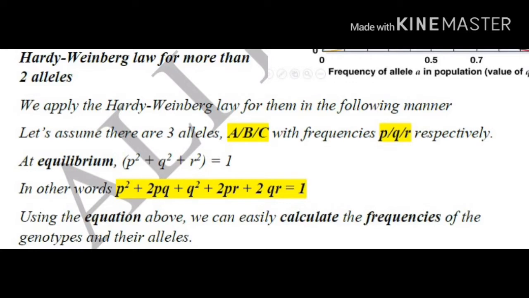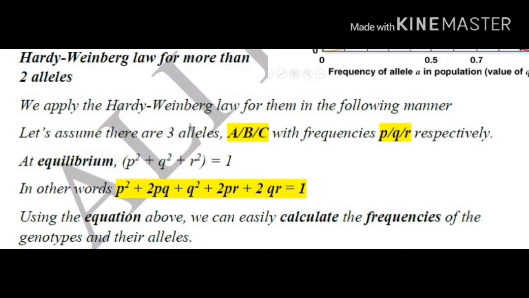First of all, when we're talking about 3 alleles in the scenario that we're going to be taking, at equilibrium, the equation is going to be as follows. P plus Q plus R, squared, is equal to 1. Therefore, if we expand this, we're going to get the following. P squared plus 2PQ plus Q squared plus 2PR plus 2QR plus R squared is equal to 1.